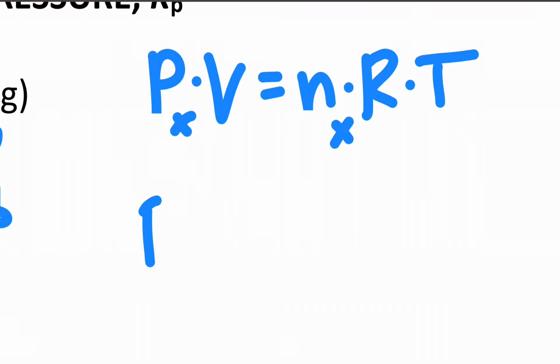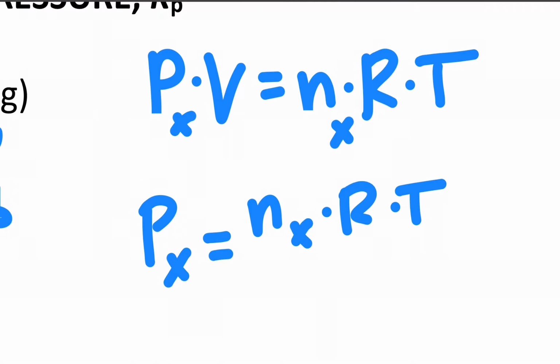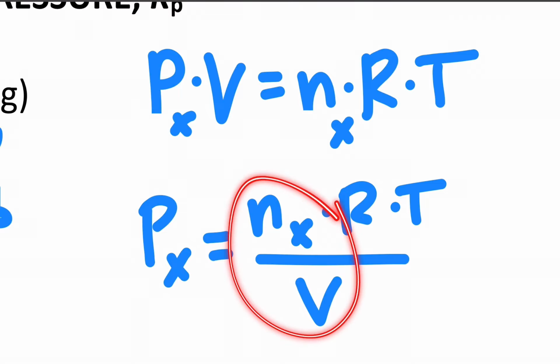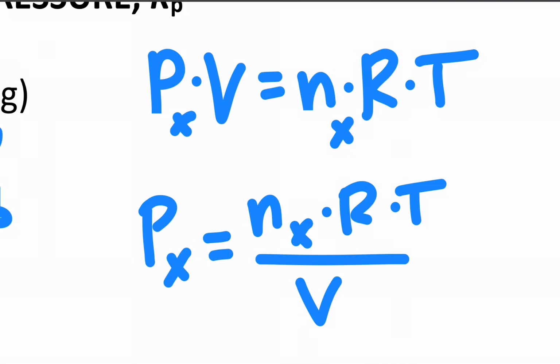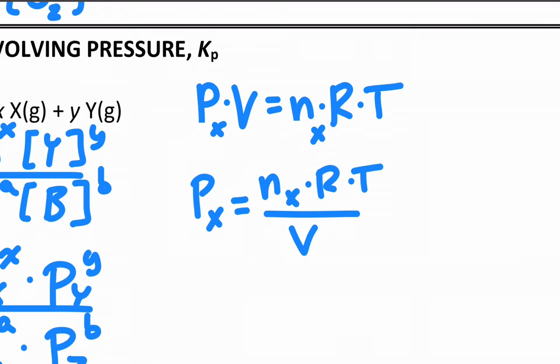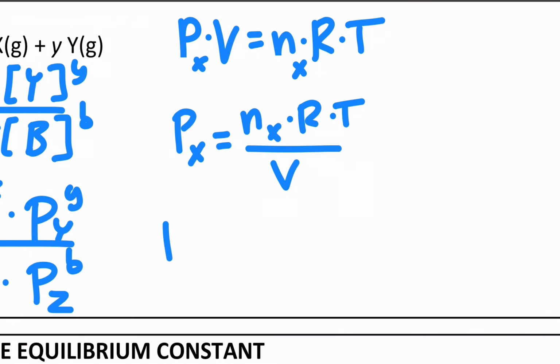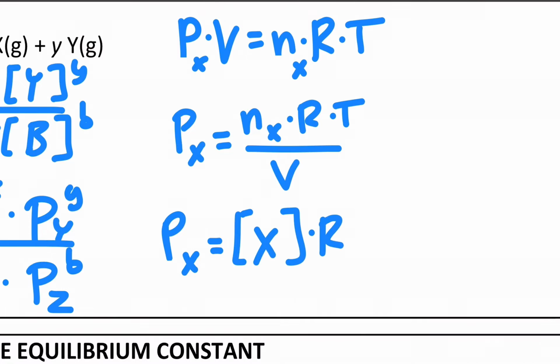That means the partial pressure of X is equal to the moles of X times R times T divided by the total volume. What's moles over volume? That's molarity. So I can actually substitute in the partial pressure of X is really equal to the molarity of X times RT.